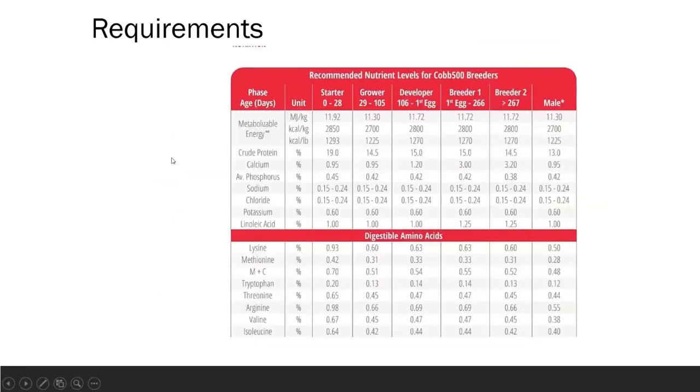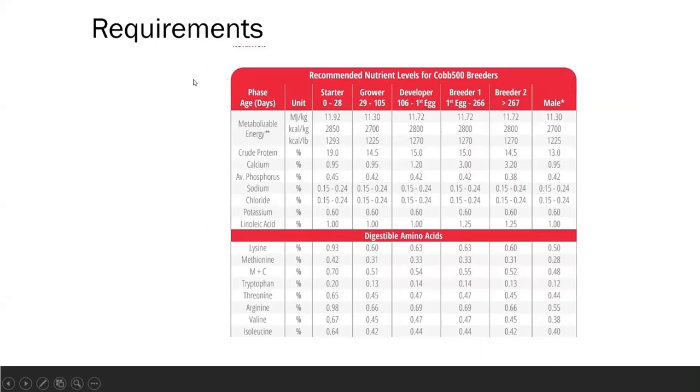And this one is for the breeders. I have extracted it again from the Cobb breeders manual. And as I have already told you, you can go through the manuals and look over them, and you'll get all the requirements. Again, as I've told you, it is designed on the basis of digestible amino acids. But in Cobb, you won't get the specification for total amino acids. You will only get the specification for digestible amino acids. Here it will be given as crude protein and then digestible amino acids.